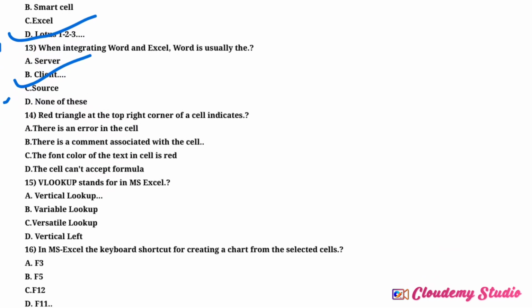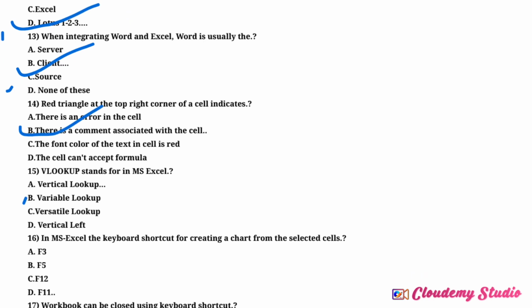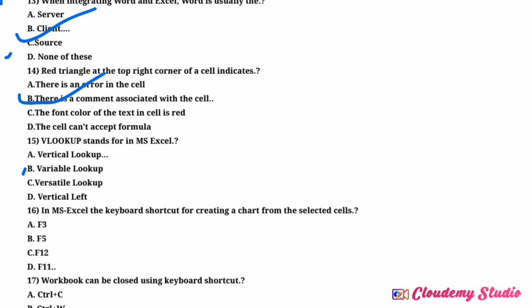14. Red triangle at the top right corner of a cell indicates? Correct answer, option B, there is a comment associated with the cell. 15. VLOOKUP stands for in MS Excel? Correct answer, option A, vertical lookup.